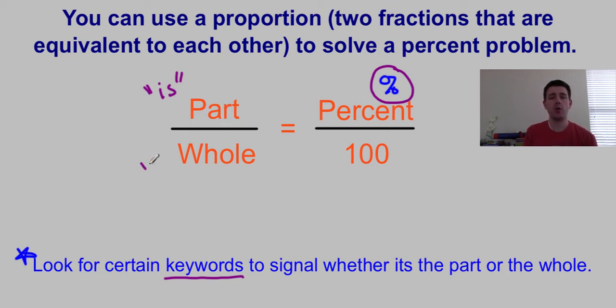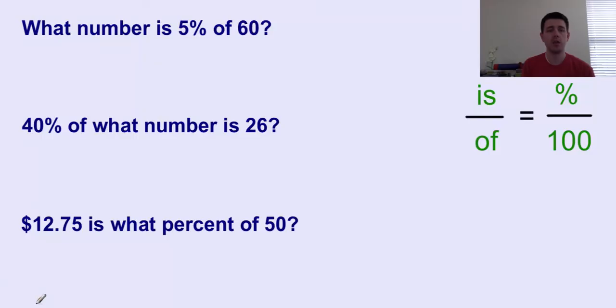For the whole, we're going to look for the word of. Now I know in previous lessons we talked about the word of is a lot of times meant for multiplication. And that can be in some cases, but in these types of problems, if you see of 60, it means 60 is the whole amount. So we're going to plug it in there. So let's put that to use. Give yourself a little cheat sheet. Is over of is equal to the percent over 100. And then jot down these three, and we're going to work our way through them.